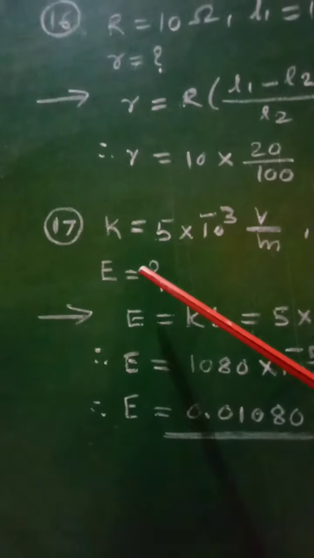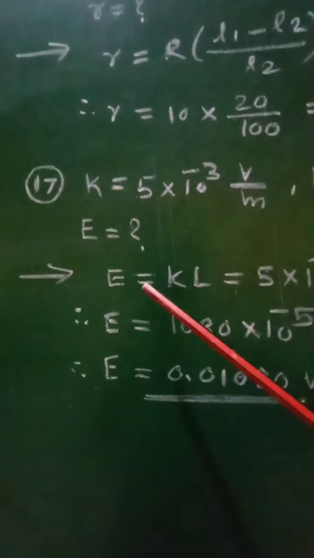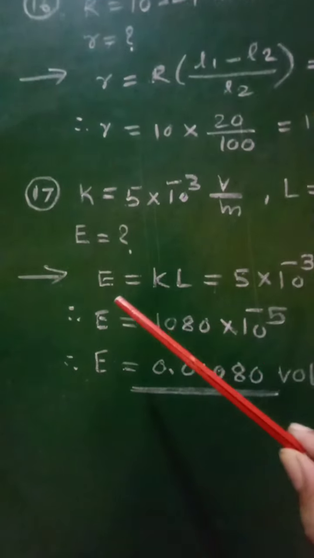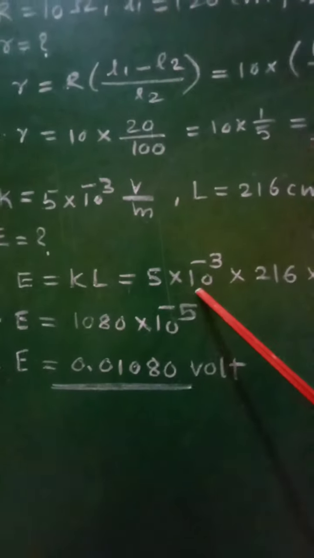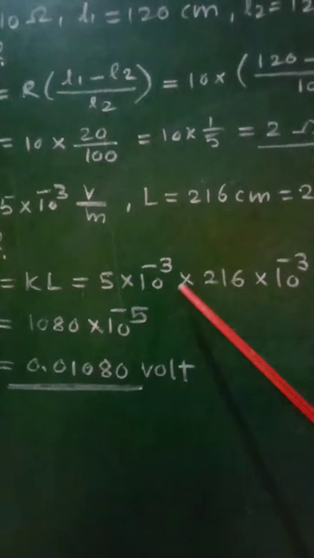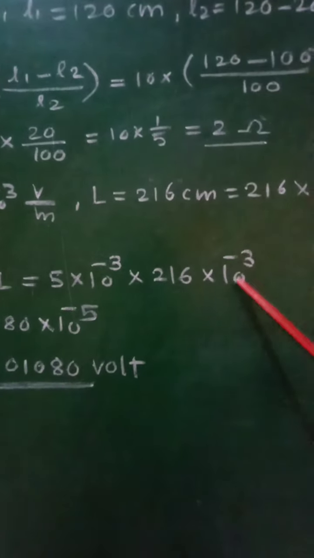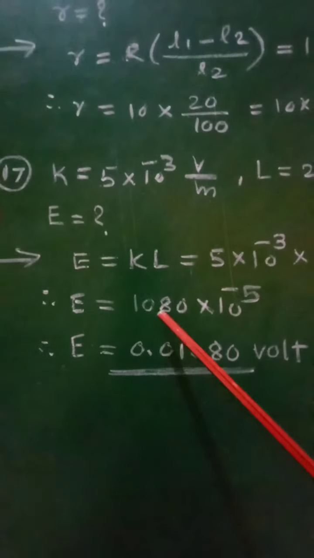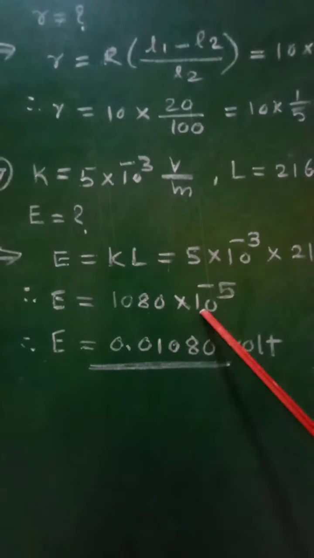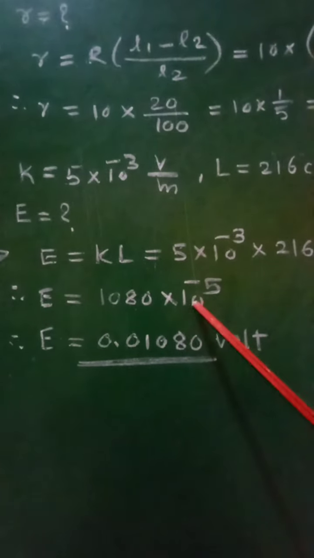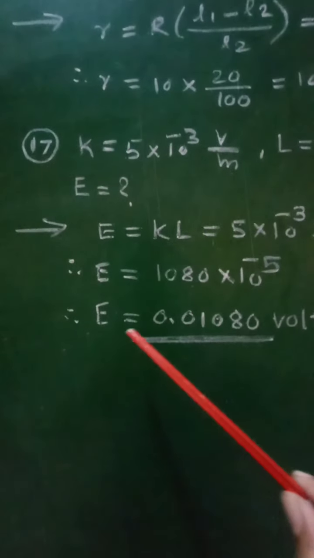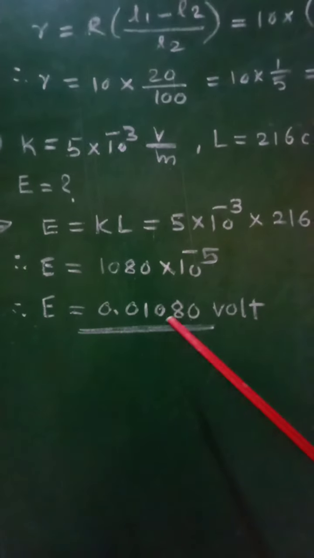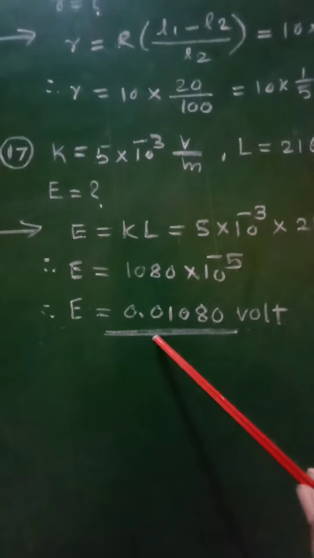And then we have to find out EMF E. So we know the relation E is equal to KL according to the working principle of the potentiometer. E is equal to KL, which will be written as 5 into 10 raised to minus 3 into 216 into 10 raised to minus 2, which comes out to be 1080 into 10 raised to minus 5, and therefore E is equal to 0.01080 volt, which is the required EMF.